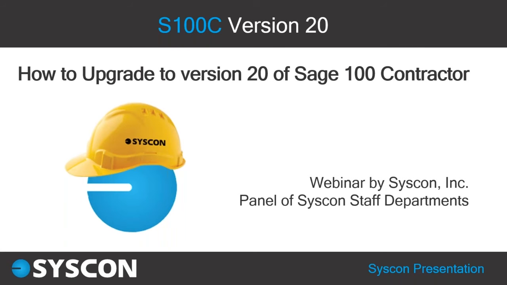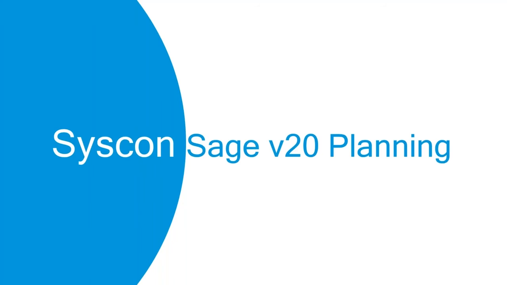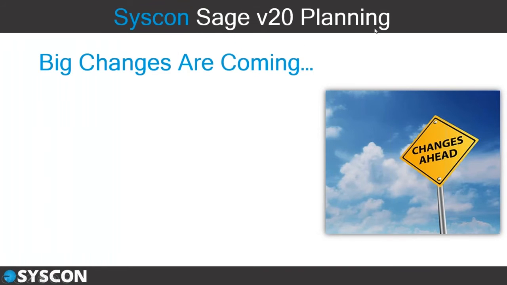So, how to upgrade to version 20 of Sage 100 Contractor, and this is what we're going to talk about today. This is a planning session, so we've got some planning that we need to do. There are some changes coming. Here are a couple of the things that are on the docket for us to talk about. This is the biggest change in about 10 years of the software.